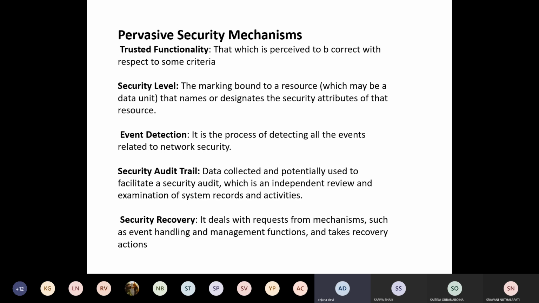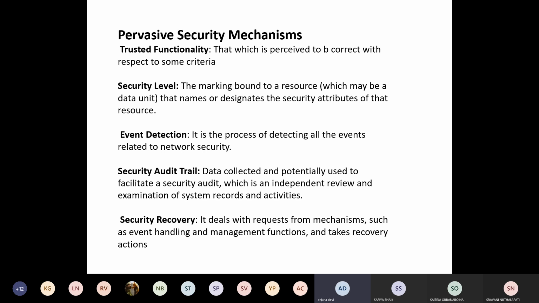Okay. Next one, event detection. It is a process of detecting all the events related to network security. See, if the data is in the network, event detection means it is going to detect all the events whenever some process is performing in the network. If you are performing this event detection mechanism, we can say that it is going to detect all the events which are related to network security.